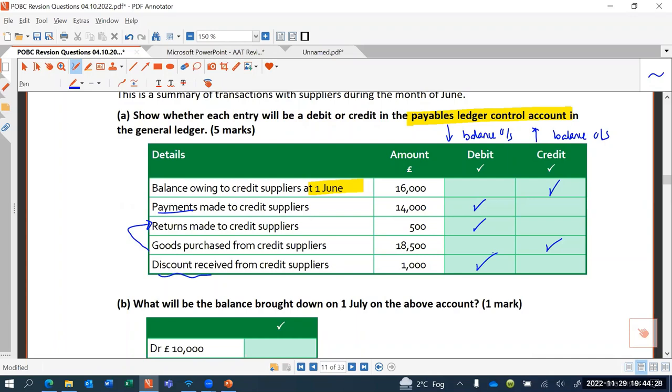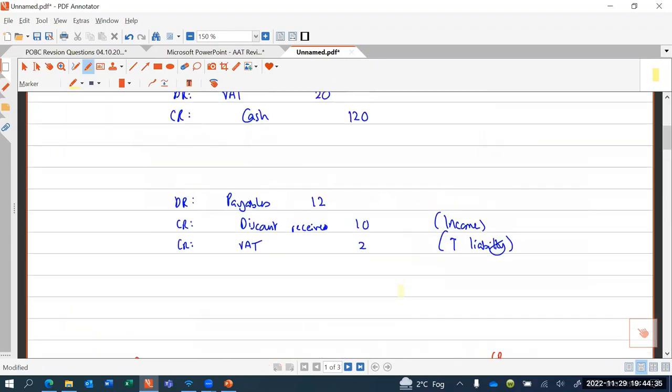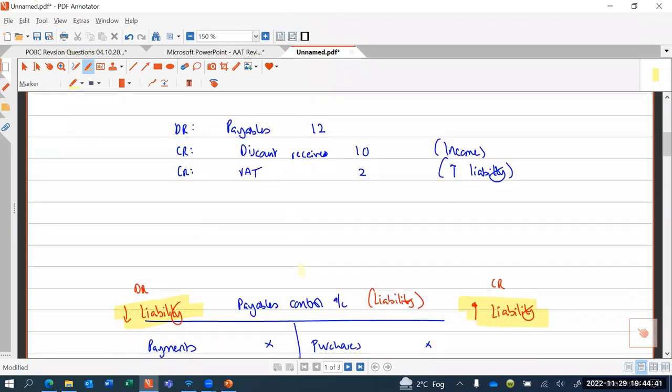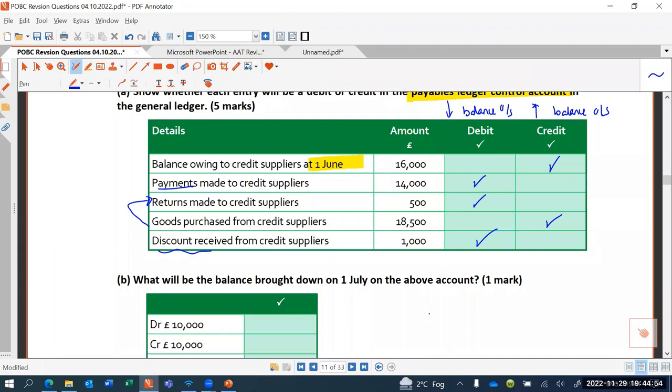But you could put the full little double entry together if you wanted. As a reminder, I think we actually looked at it earlier. With a discount received, you could do the same thing with the discount. Oh, that was a discount received. Oh, yeah, perfect. So there it is. We did that with some different numbers, but same idea. So we said we wanted to debit our payables because it reduces what we owe. Perfect. That's part A. That was 5 marks.